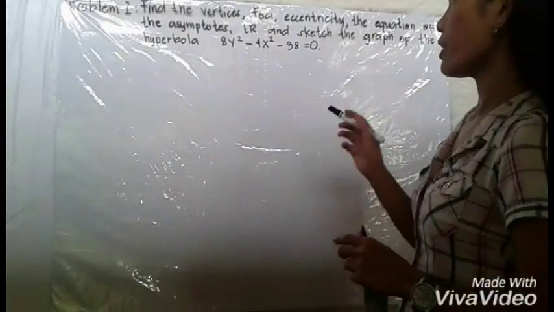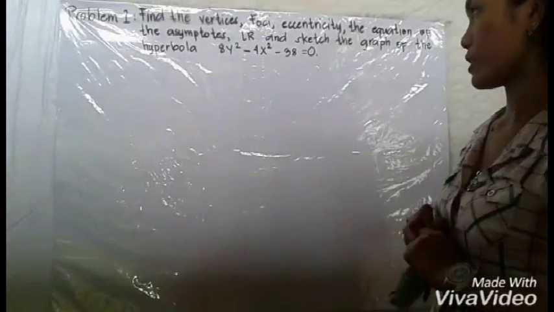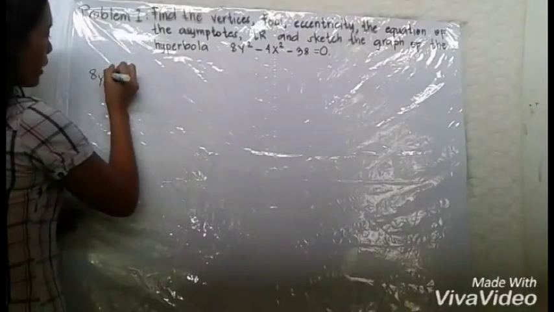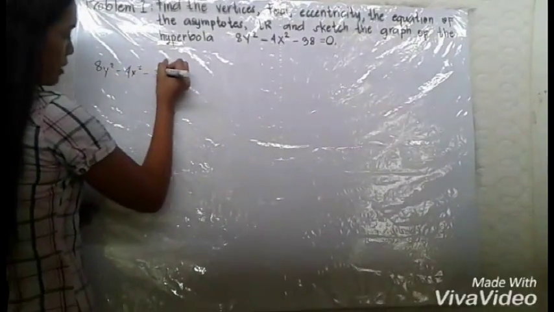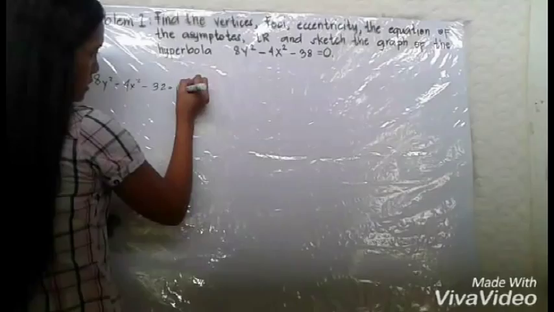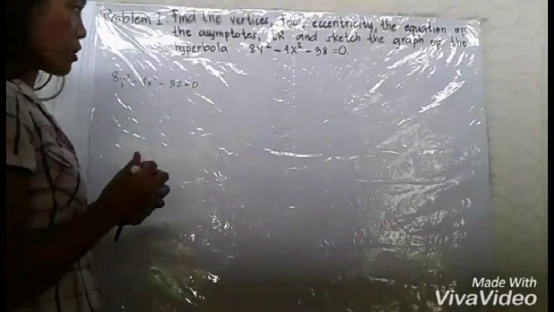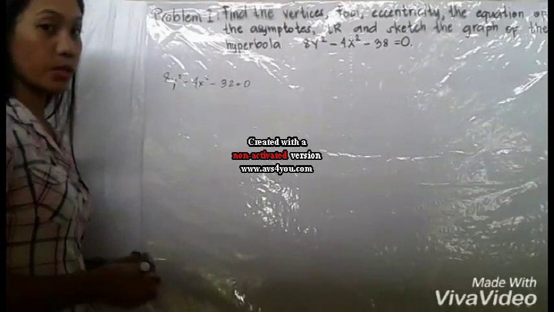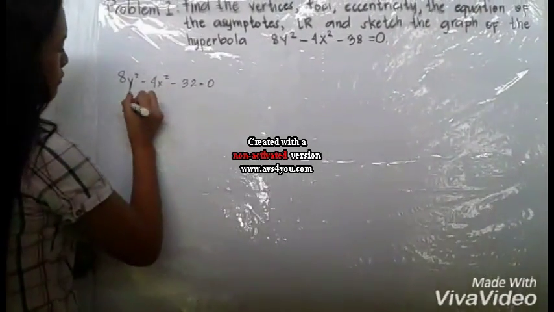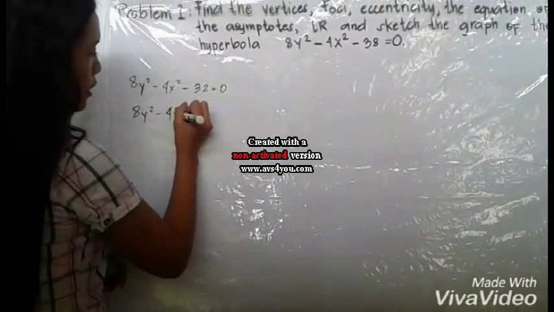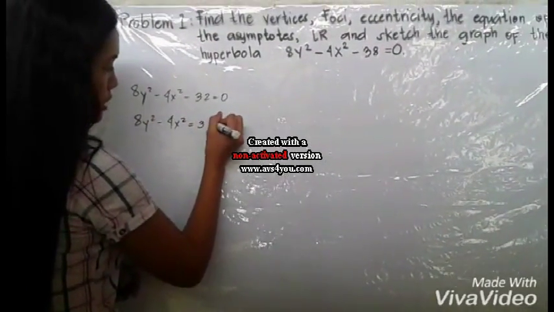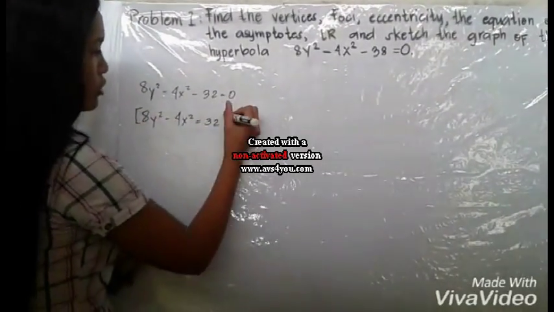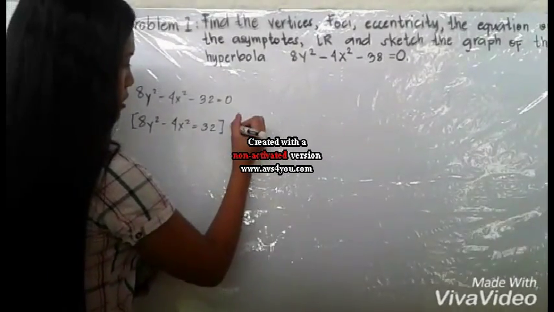8y squared minus 4x squared minus 32 equal to 0. We are going to transpose the constant number to the right side. Okay, we have 8y squared minus 4x squared equal 32. And we're going to divide the whole equation by 32.